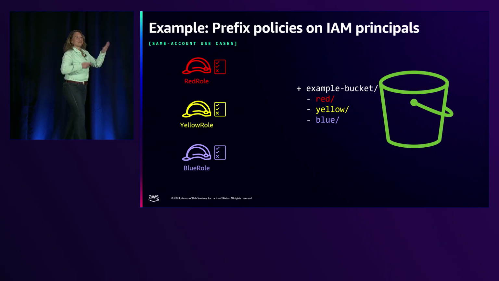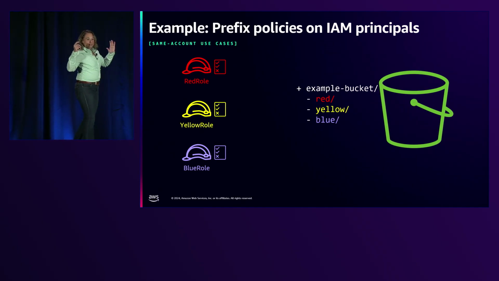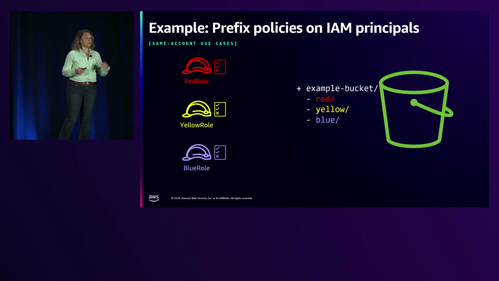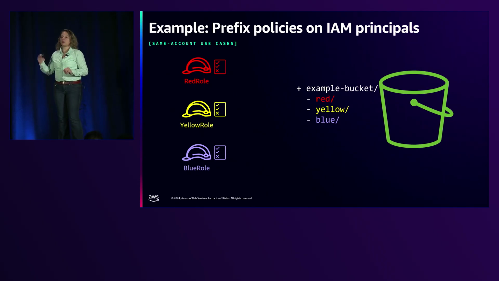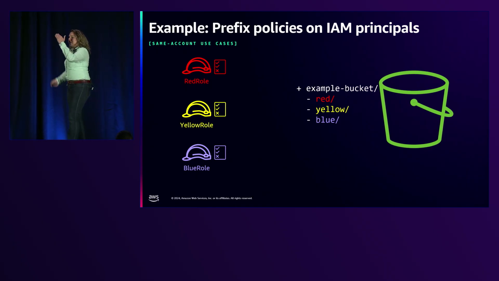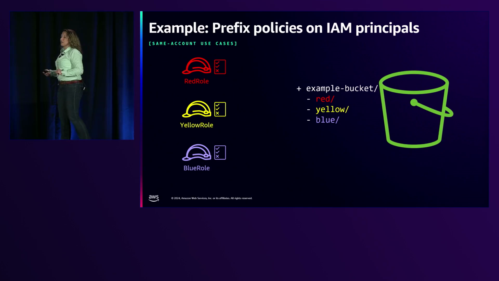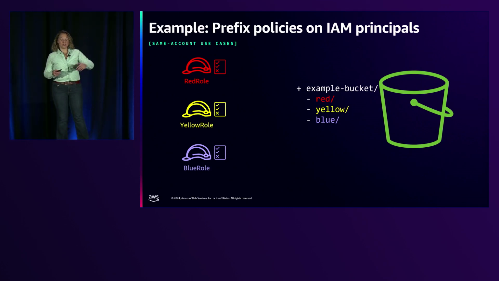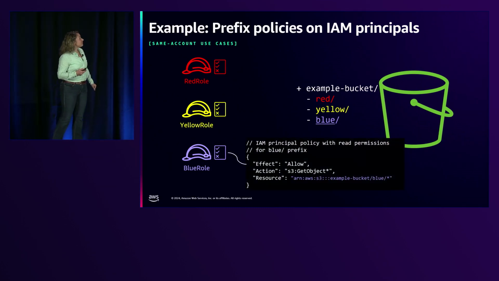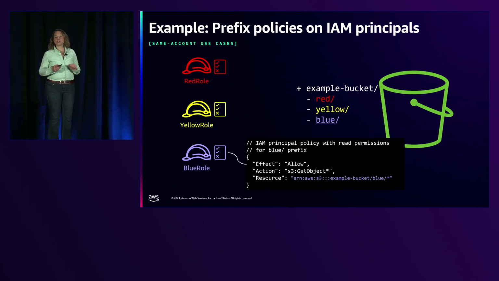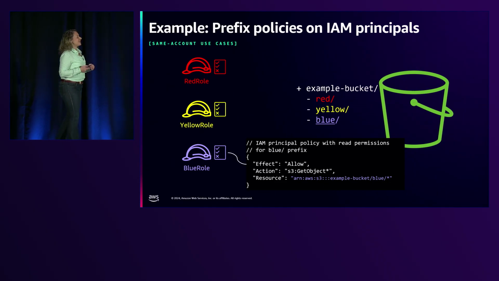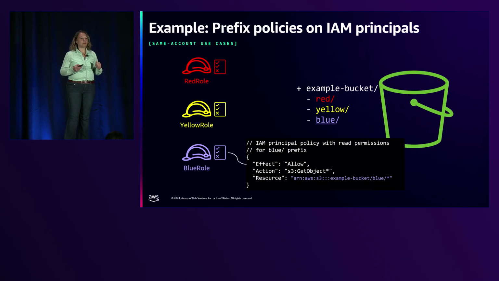Basically, I need to flip the paradigm here. I get policies on buckets, and I get policies on principals. So let's talk about policies on principals. Back to this story: 3 folders, 3 IAM roles. Instead of writing a big combined policy on the bucket, let's write a policy specific to each role. Red role gets a policy, yellow role gets a policy, blue role gets a policy. Looking at the blue role policy, I'm not too worried about limits on the size of the policy. You can see this is pretty compact, a fairly simple policy.